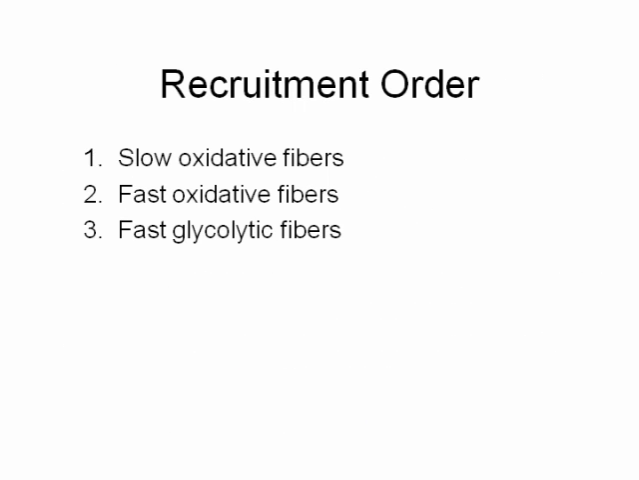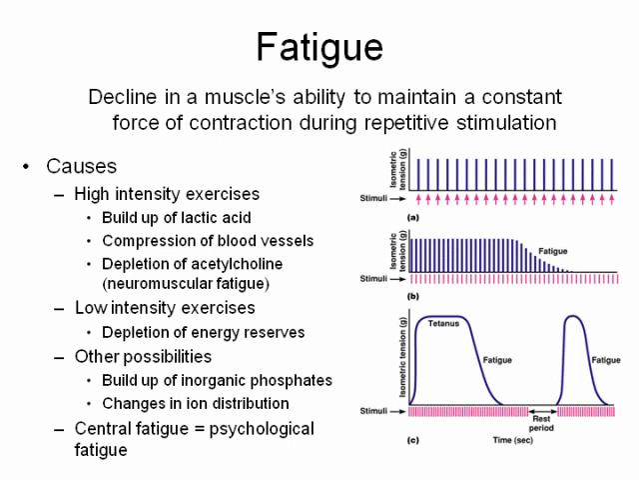The muscle fiber types recruit in a specific sequence. The slow oxidative fibers are recruited first, followed by the fast oxidative fibers, and eventually by the fast glycolytic fibers. Now, as I mentioned several slides ago, quite a few in fact, fatigue is a fairly complicated thing. First of all, it's defined as the decline in the muscle's ability to maintain a constant force during repetitive stimulation.